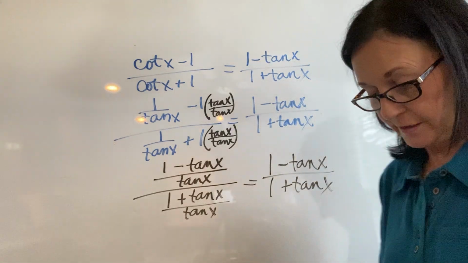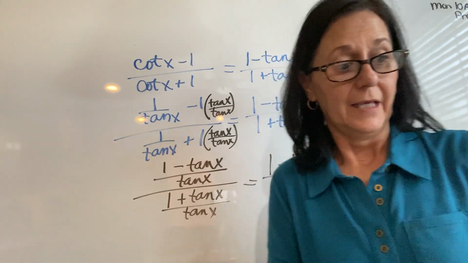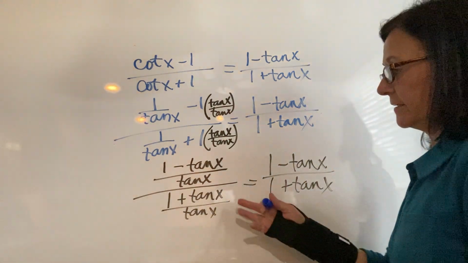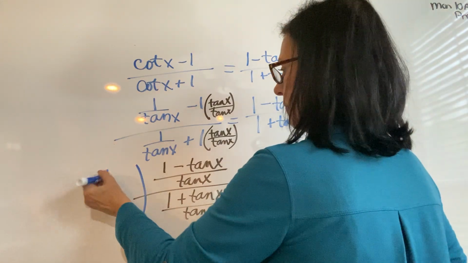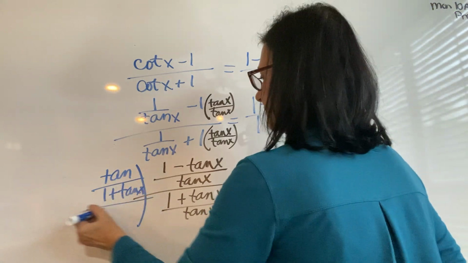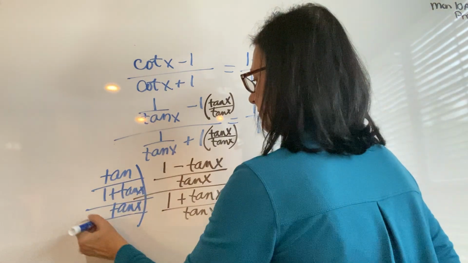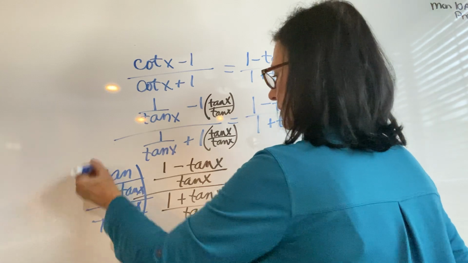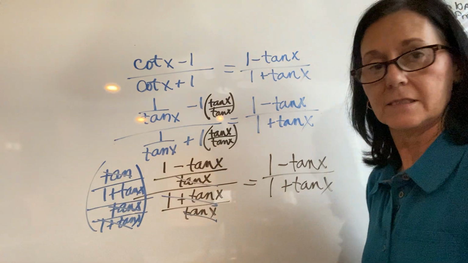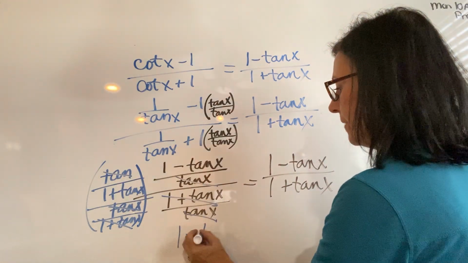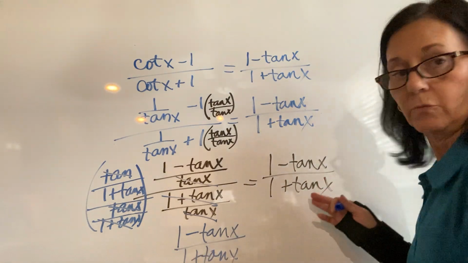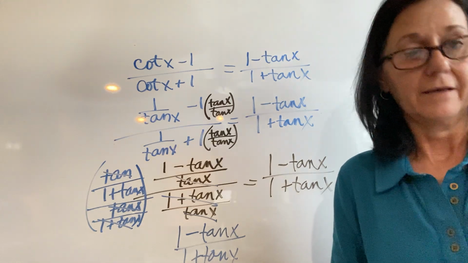Remember when we had complex fractions in Algebra 2? This was why. I take that denominator, I flip it, multiply it over itself. My denominator eliminates, the tan eliminates, so I'm left with 1 minus the tan x over 1 plus the tan of x, which is, in fact, the identity.